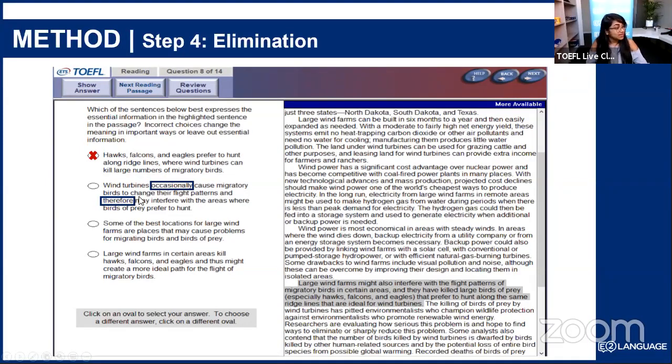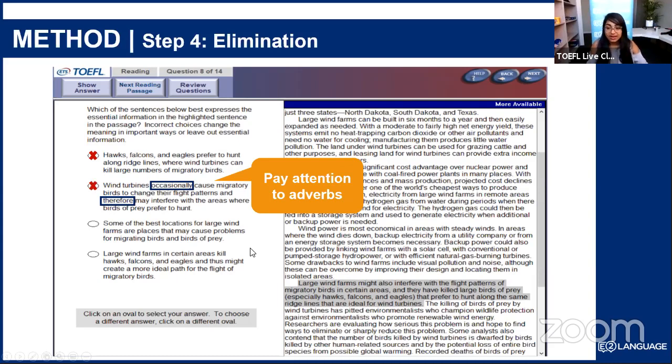And it also says that it occasionally causes migratory birds to change their flight patterns and therefore may interfere with the areas where birds of prey hunt. That's not right. So they're just making a cause and effect relationship that's actually not part of the sentence. Therefore, occasionally, and other words like that. So that's, again, not the correct answer.